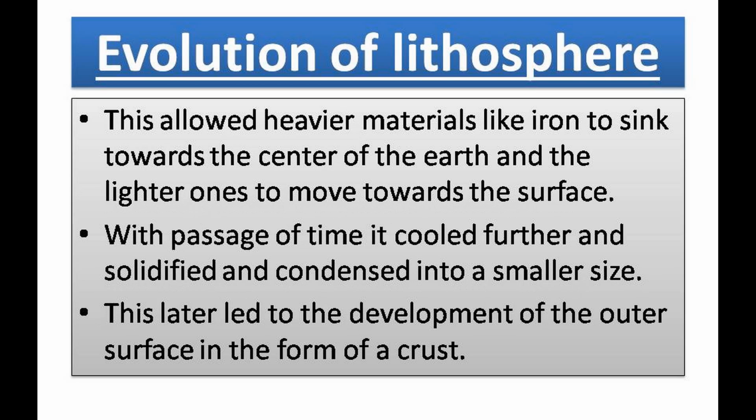This allowed heavier materials like iron to sink toward the center of the Earth and the lighter ones to move towards the surface. With passage of time, it cooled further, solidified and condensed into a smaller size. This later led to the development of the outer surface in the form of a crust.